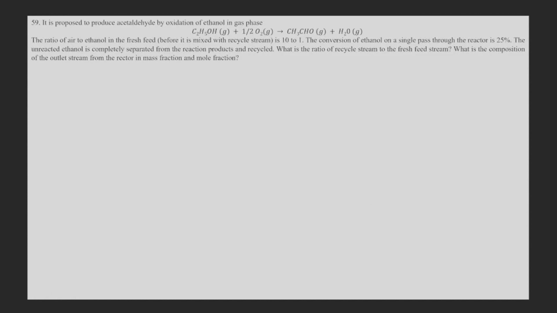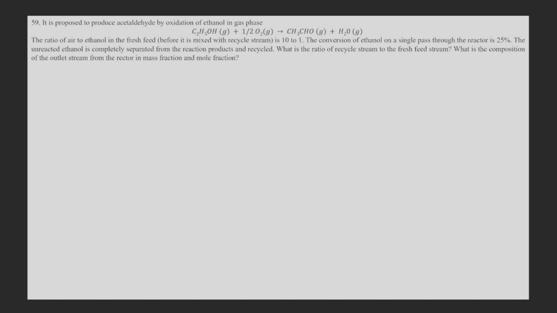Today we will solve section B of 1999, and so without wasting time we will see the question. The very first question we have: it is proposed to produce acetaldehyde by the oxidation of ethanol in the gas phase. So we have these reactions.